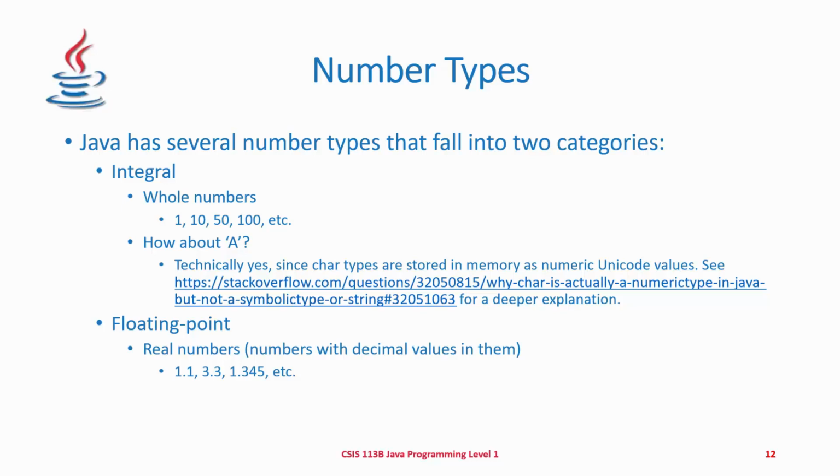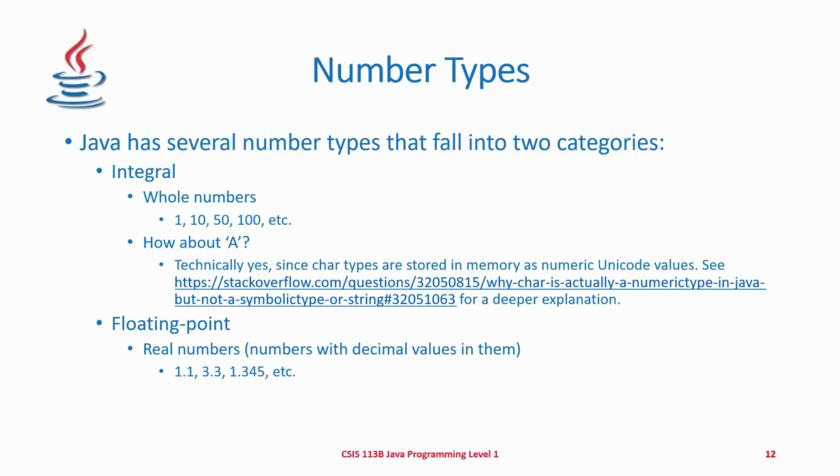So number types, meaning any type that represents a number. So we've talked about integers, which are whole numbers. And then there's a question posed to you there about the letter A. So technically, A is a number. Remember, that's how it's actually stored in memory, as a numeric Unicode value. And actually, the value can be converted to a decimal that represents that Unicode value.